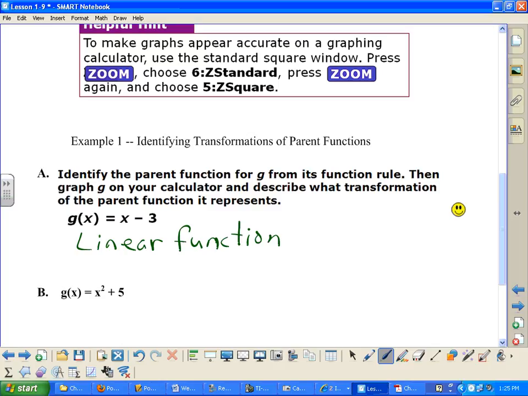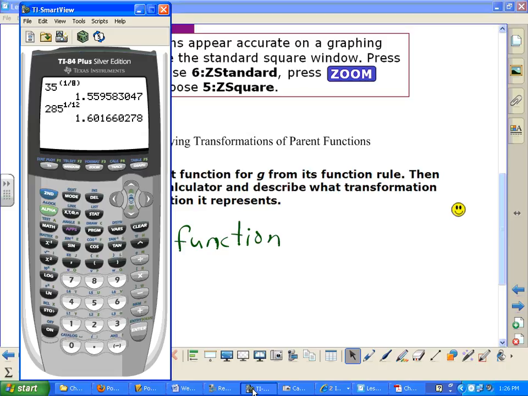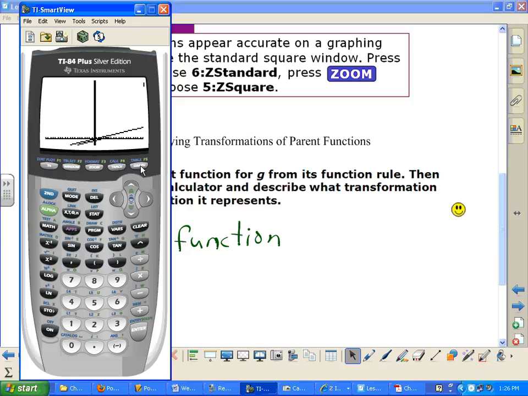All right, so go ahead and graph it, because we want to tell what the transformation is. What you can do to help is graph both of them. Graph the parent function, x, first, and then graph x minus 3. The first one you graph will be the parent function. The second would be the, oops, and what did I not do? You didn't fix the window, right? Zoom 6.